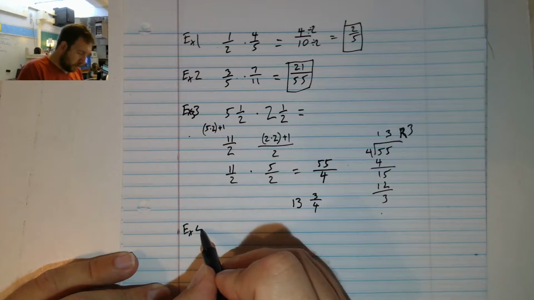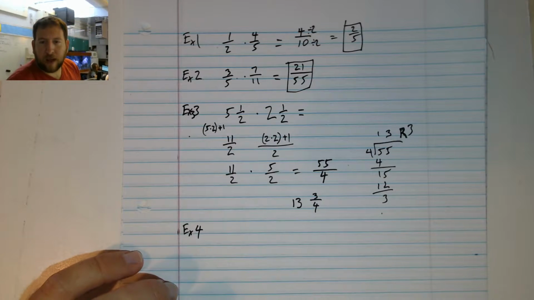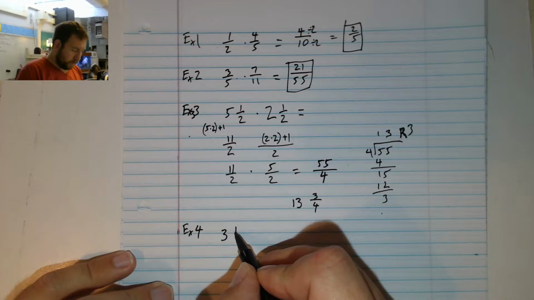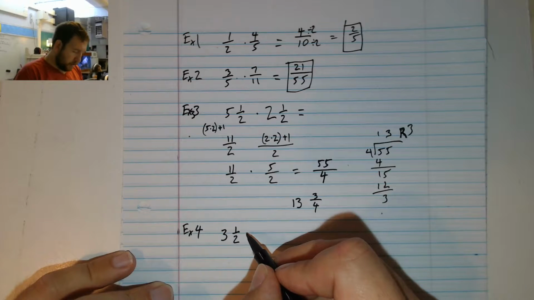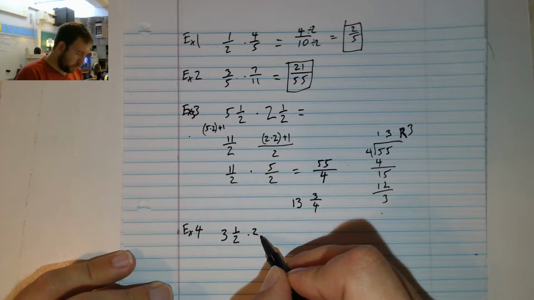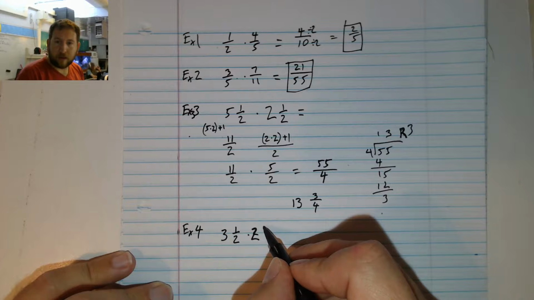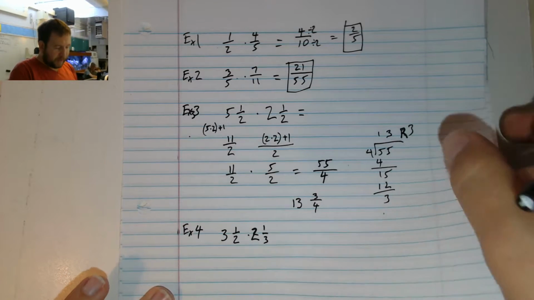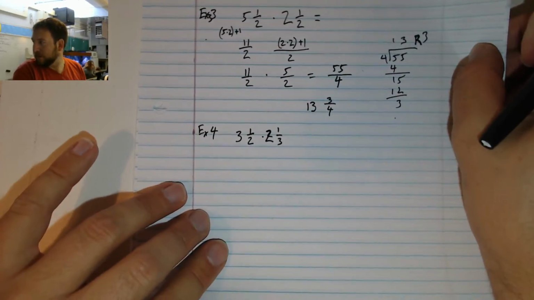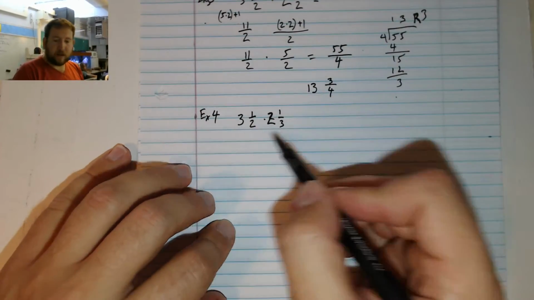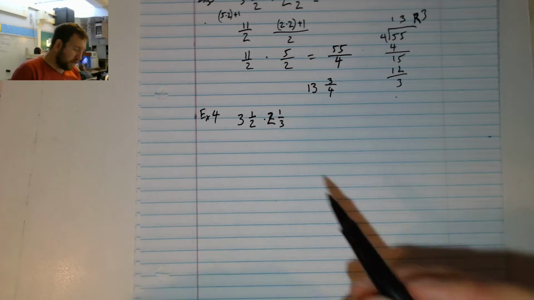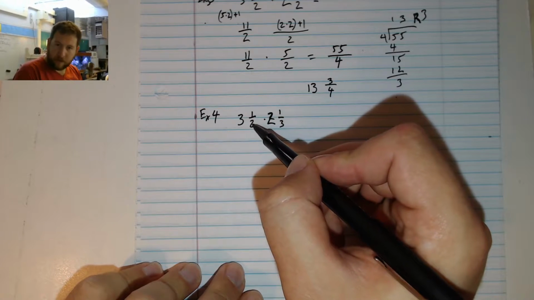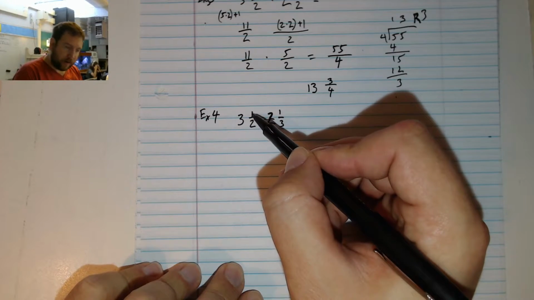Example 4. Okay, let's take a look at this one. We're going to do 3 and a half times 2, oops, a big 2, and a third. Okay, so again, my first step, if you recall, make sure I'm on the right part of the page, is that I need to turn these into improper fractions. And the way that I do that is I multiply the number out front by the number on the bottom, and then I add that product to the top.